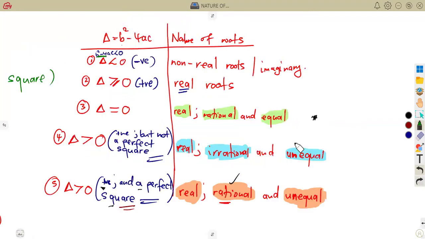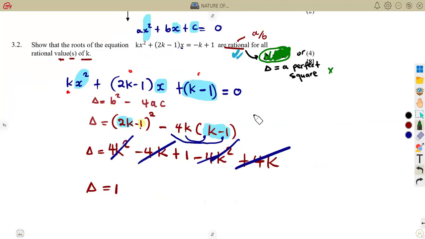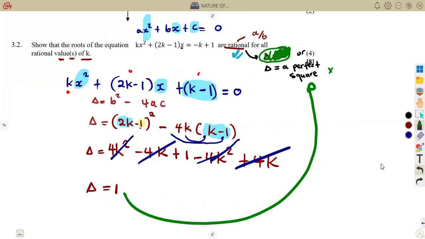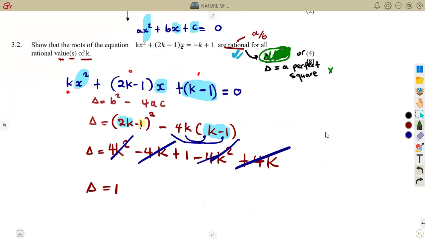Those are the only two, guys, where we have got real, here and here: when it is 0 or when it is a perfect square. So we test for the last one. Is 1 a perfect square? Yes, 1 is a perfect square. Remember, the square root of 1 is plus or minus 1. We can simplify the square root of 1. So 1 is a perfect square. This is the condition.